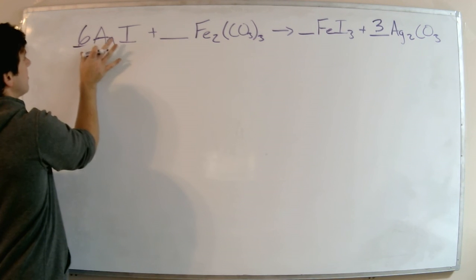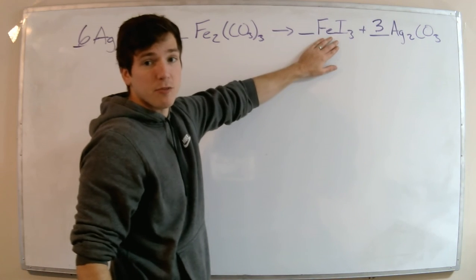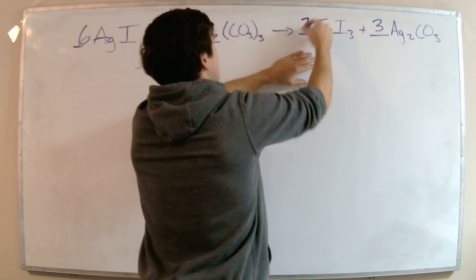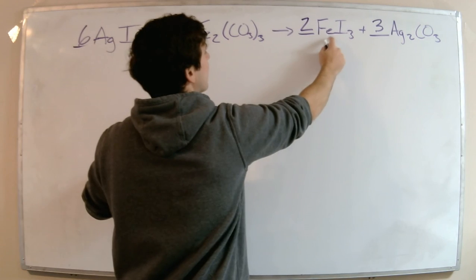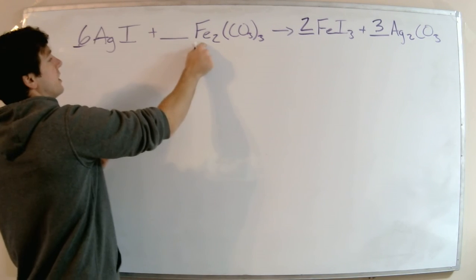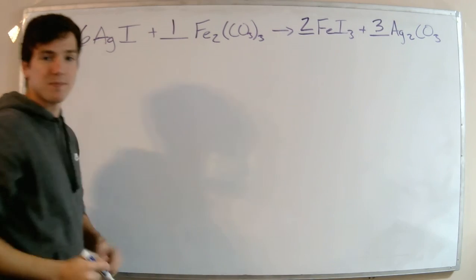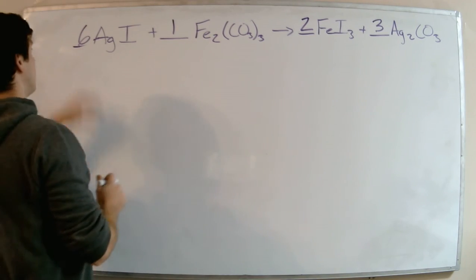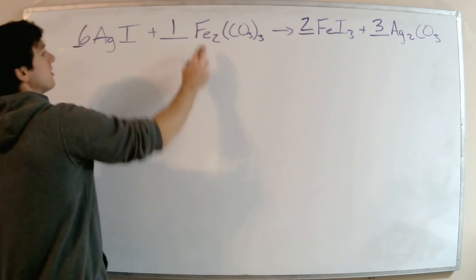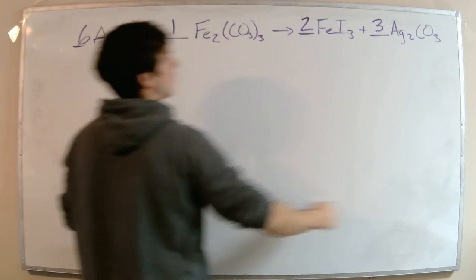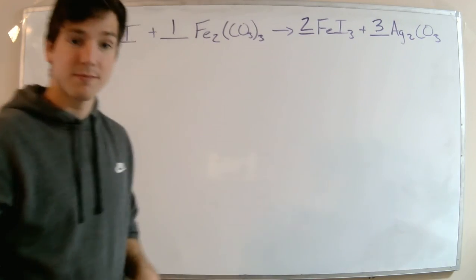I now have 6 silvers, but I also now have 6 iodines. Over here I have 3 iodines. So I'm going to put a 2 there. Now I have 6 iodines. But when I put that 2 there, I now messed up my iron, which is okay because I have 2 irons over here and 2 irons over there. Let's double check everything. 6 silvers, 6 silvers, 6 iodines, 6 iodines, 2 irons, 2 irons, 3 carbonates, 3 carbonates.